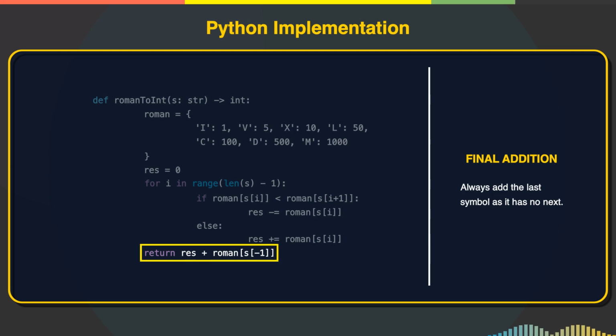Finally, we add the value of the very last character. Why? Because there is no next character to compare it to, so it always acts as an addition. This keeps our code clean and avoids out-of-bounds errors.